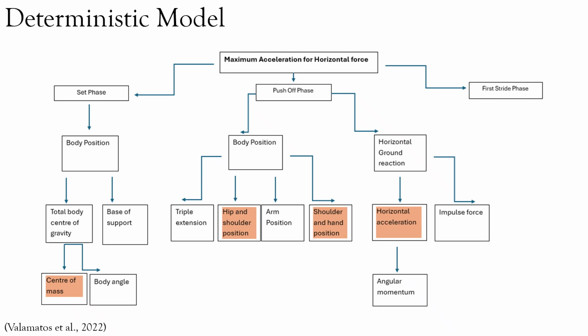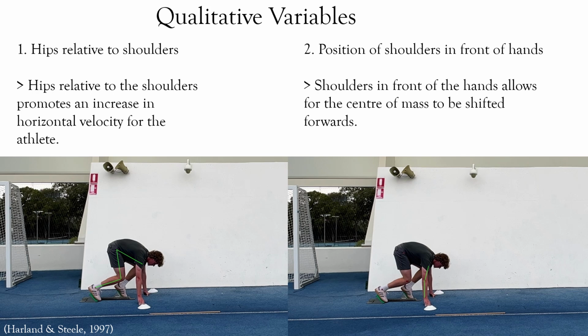In the set phase, positioning the hips relative to the shoulders promotes an increase in horizontal velocity for the athlete. This allows for hips to have a greater extension range of motion, allowing for the athlete to generate explosive power and force against the blocks, enhancing maximum horizontal force.